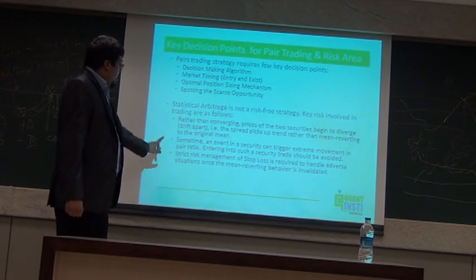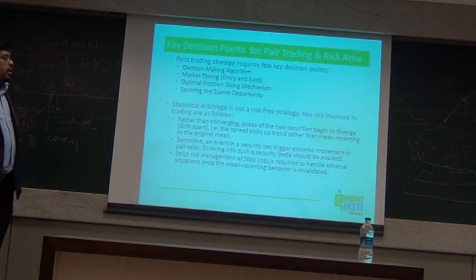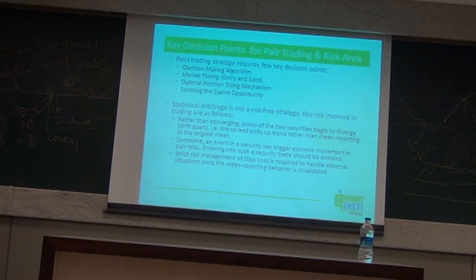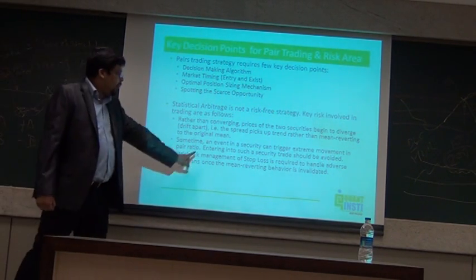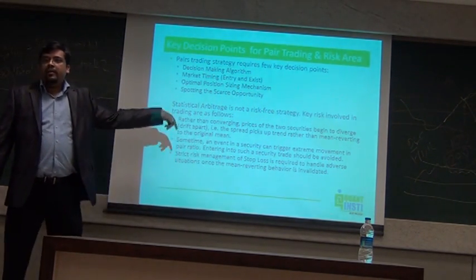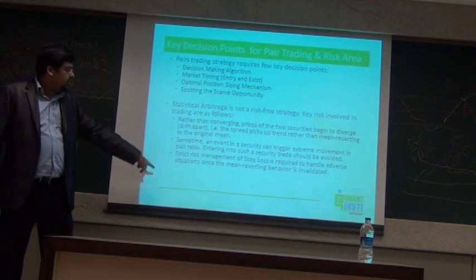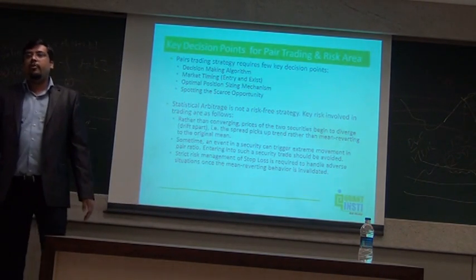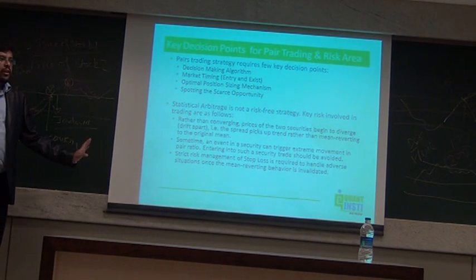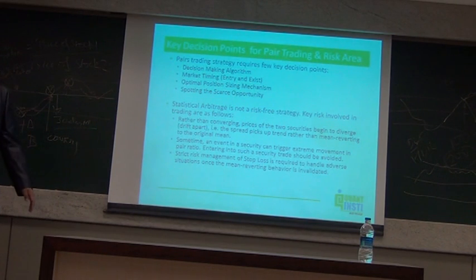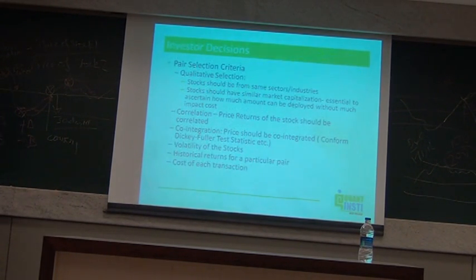Strict risk management of stop loss is required to handle the adverse situation once the mean reverting behavior is invalidated. Now you see what I was saying: once your mean reverting behavior is invalidated, that is, your co-integration test fails, then you look to risk management, because now you say, okay, the things are gone, even co-integration has failed, let the risk management come into the picture. Any questions on risk management in trading?